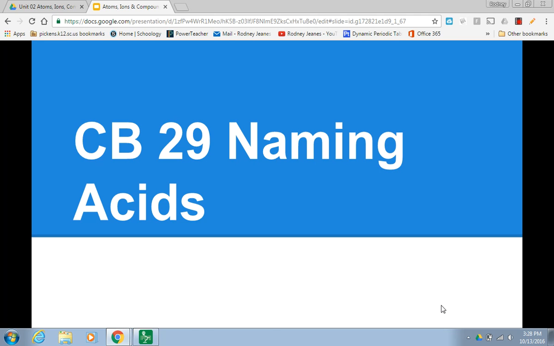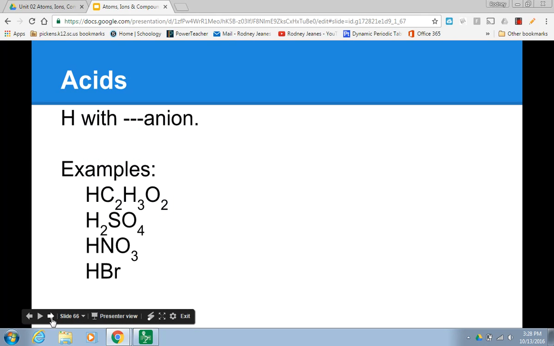Now we're going to shift over. We're going to take a look at a system of naming acids. Now, the way you identify an acid in a formula is that it has H in the beginning of the formula, and then it's bonded with some sort of anion. Now, that anion can be a negative polyion. It could be a negative ion, like a regular monatomic bromide, chloride, fluoride, or something like that.